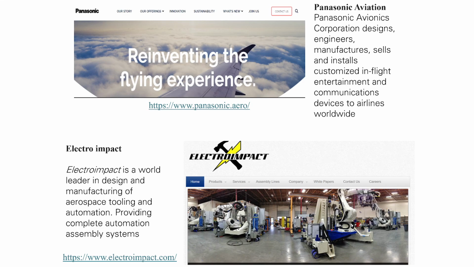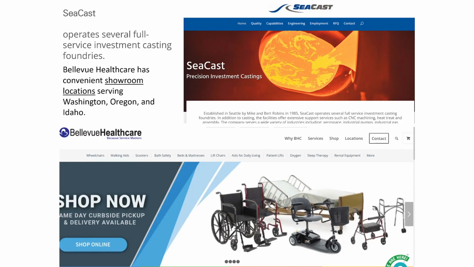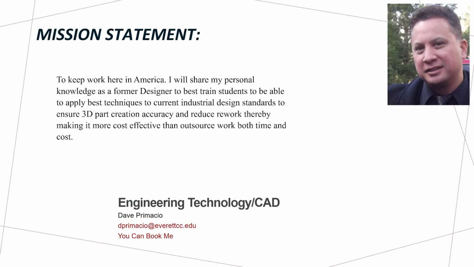We have Electro Impact up here in Mukilteo. We have Ocean Gates and SpaceX and CCast. We have a company out of Spokane that makes wheelchairs. We just have a very diverse group of places that you may go to work for.